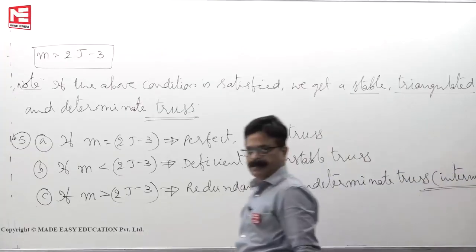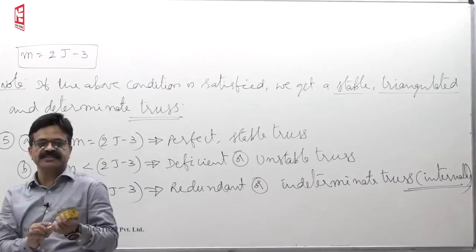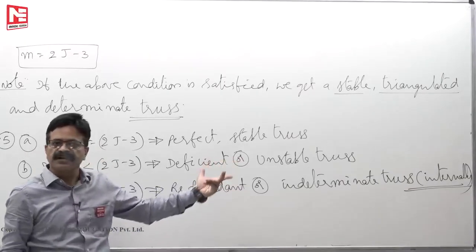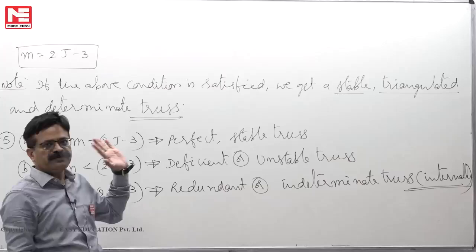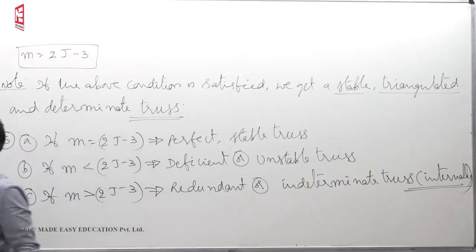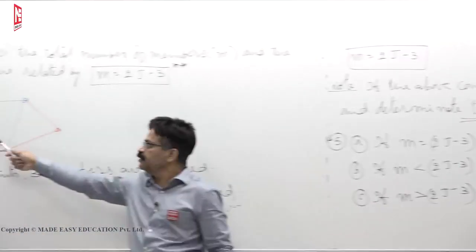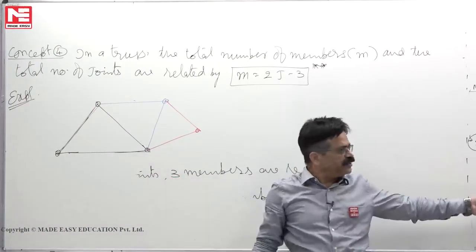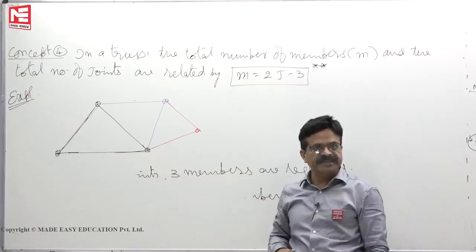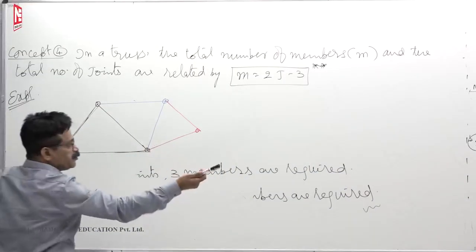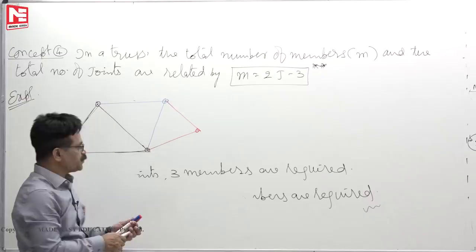Indeterminate truss internally. Internally means within the structure it is indeterminate, meaning the equations of equilibrium cannot be used to find all member forces. But the point is that this structure is already stable. So why should we provide more than 2J minus 3 and waste our money? Why do we provide more members than 2J minus 3? It is like this.